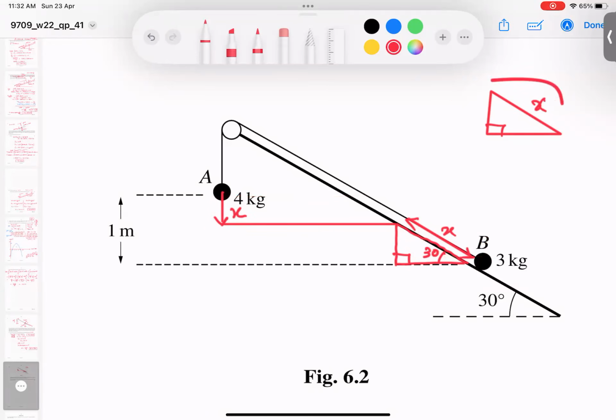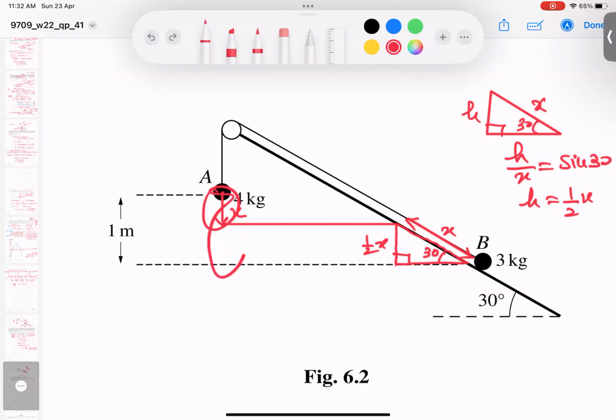Now using this data and this triangle, can I find this height? Yes, I can. So h over x gives you sine 30, and sine 30 is a half, so h is equal to half x. So this is half x. I'm writing here half x. This is half x, and this is simply x.